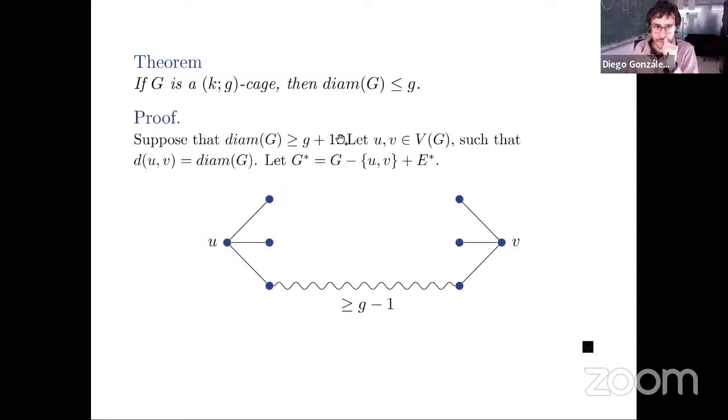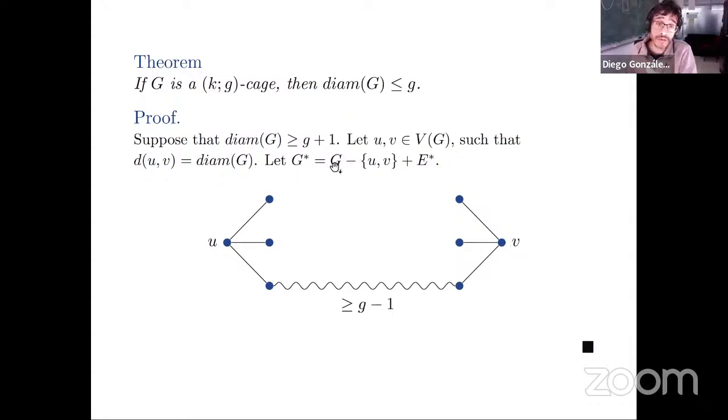So suppose, by contradiction, that the diameter of a (k,g)-cage is at least g plus 1. So that means that we have two vertices, u and v, in the graph such that they are at distance the diameter, that is at least g plus 1. So here we have this picture. Here we have my two vertices, u and v, which are at distance at least g plus 1. So the distance between the neighbors of u and the neighbors of v must be at least g minus 1.